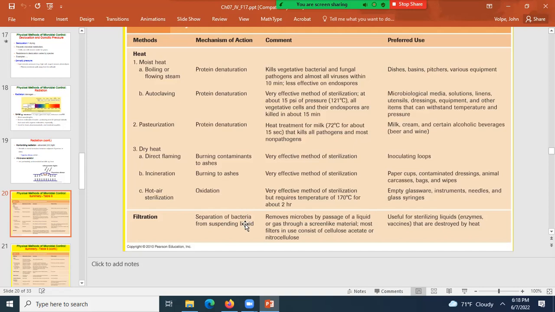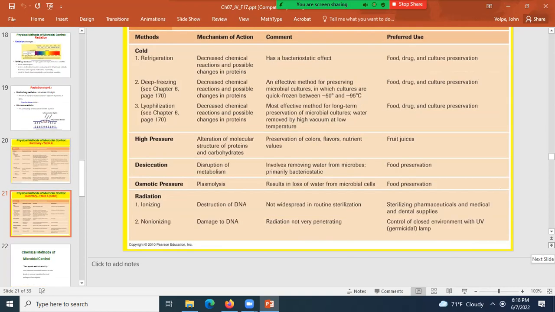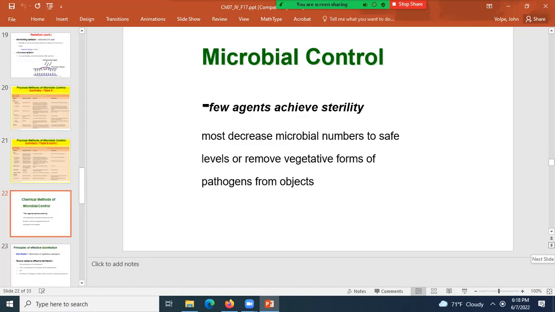Filtration is very good at removing bacteria from a liquid or a gas. You just send the agent through a filter. And then what comes through the filter has no bacteria. Or for that matter, no eukaryotic cells, such as parasites.